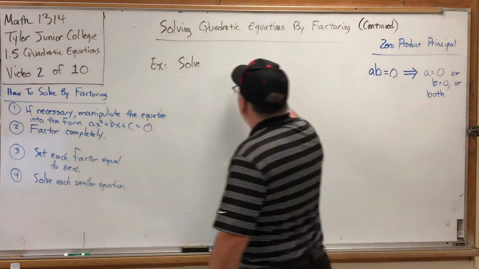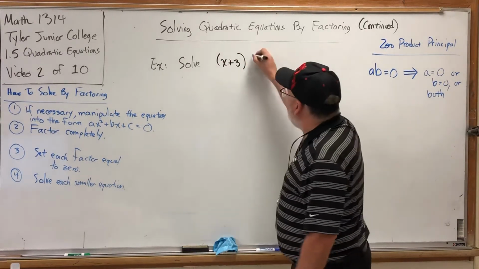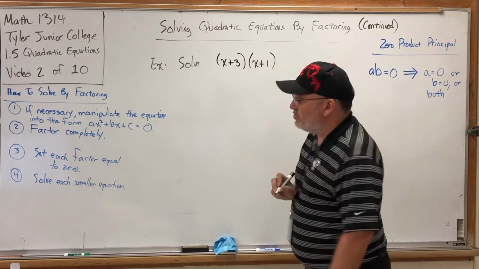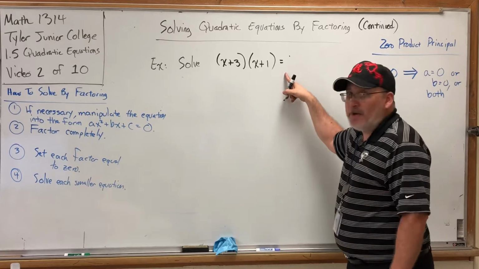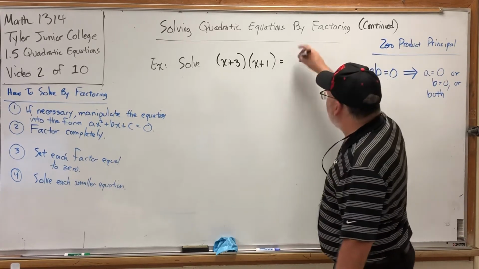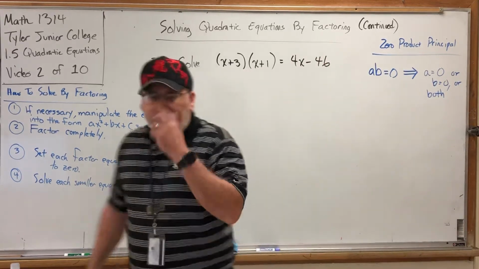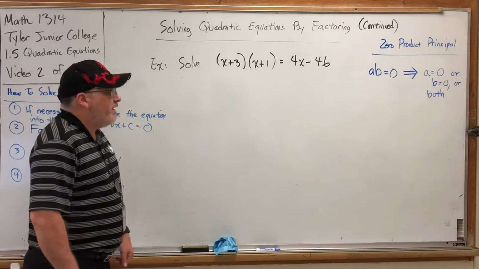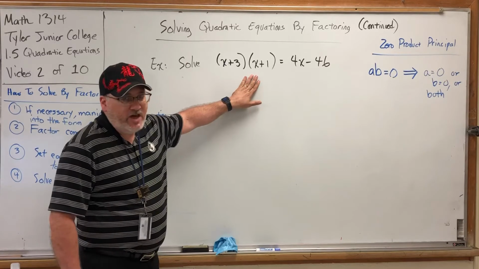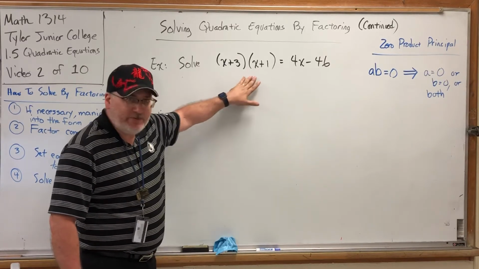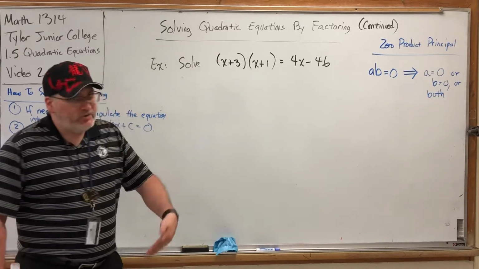Let's solve parentheses x plus 3, close parentheses, open parentheses x plus 1, close parentheses, equals, 0 would be good to put here, but I'm not putting that, 4x minus 46. I invite you to pause the video and see if you can solve this one. I'll give you a hint. It's not equal to 0 yet, so this factorization on the left is completely useless, and not only that, it's in the way. It needs to be disposed of by FOILing. So pause the video and see if you can solve this one, then resume.